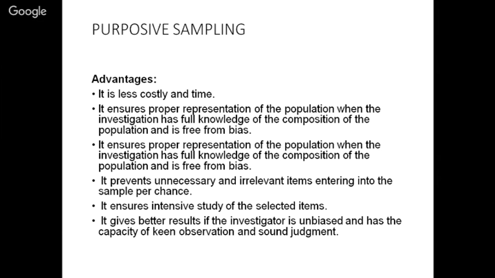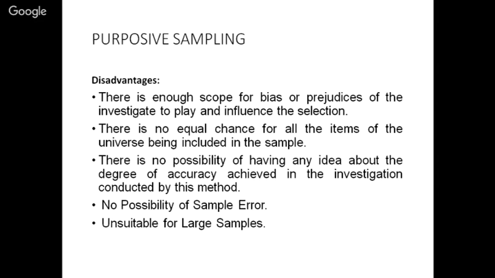It ensures intensive study of selected items, and it gives better results if the investigator is unbiased and has the capacity for keen observation and sound judgment. Disadvantages are: there is enough scope for bias and prejudice of the investigator to play and influence the selection, because the criteria is fixed by the researcher on the basis of which he is going to select the sample. So depending upon the choice of the researcher, there are chances of bias in selecting that particular sample.